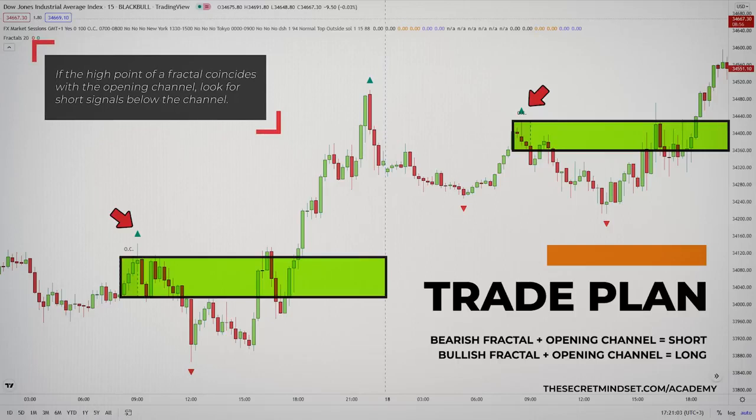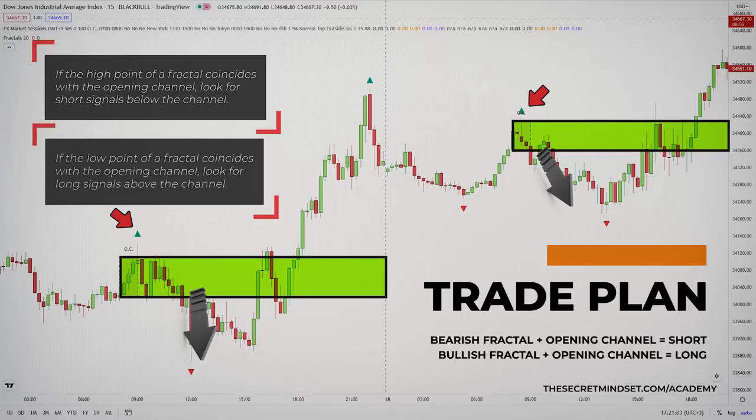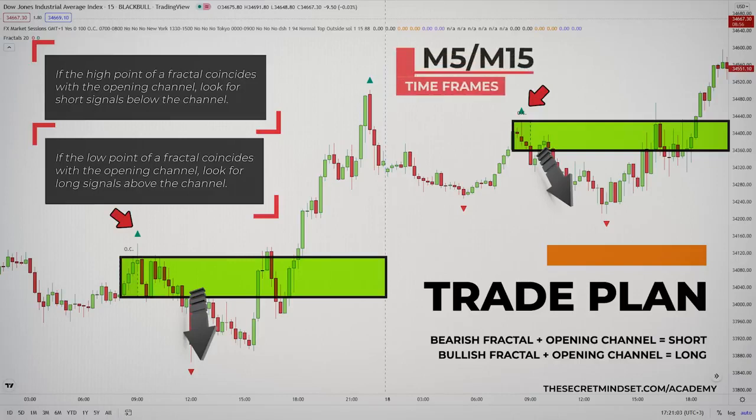If the highest point of a fractal coincides with the opening channel, then the fractal pattern is more reliable and more likely to be an accurate indicator of a market reversal. In this case, we'll look for short signals. If the low point of a fractal coincides with the opening channel, we'll look for long signals. Basically, we want the opening channel to contain a market fractal as a confluence factor to increase the odds of a valid breakout. We'll use the 15-minute and the 5-minute timeframes to find signals.